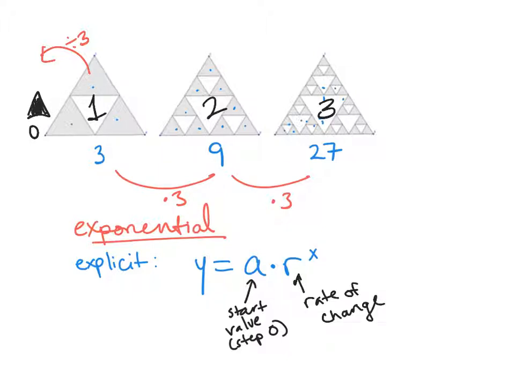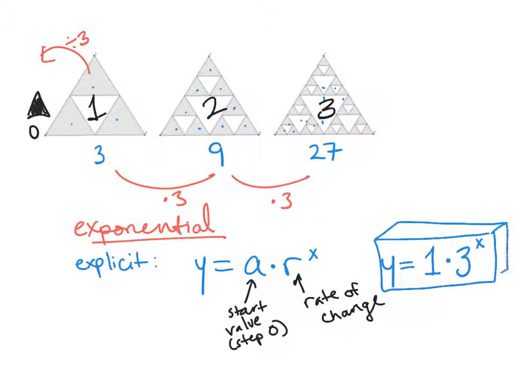So there is exactly one little triangle over here on step 0. So let me go back down here and make the equation. So this is going to be y equals, my starting point is 1 triangle, my rate of change is 3, and then it's raised to the x power. That, my friends, is the explicit equation in our little 3D box.